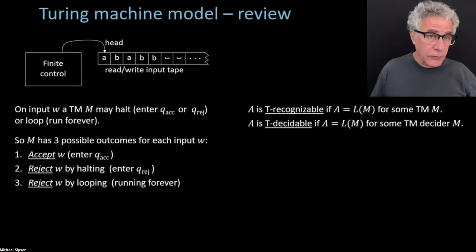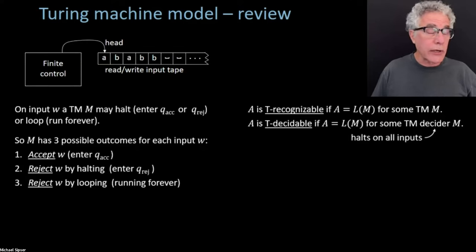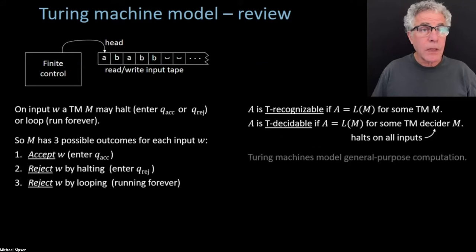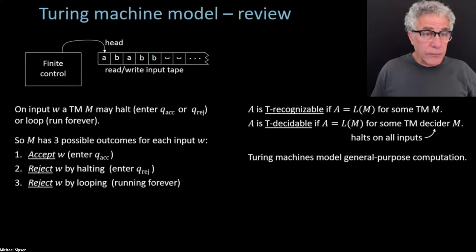Now, if you have a decider, which is a machine that never loops, which always halts on every input, then we say its language is a decidable language. So we'll say a language is Turing decidable, or simply decidable, if it's the language of some decider, which is a Turing machine that always halts on all inputs. So we have those two distinct notions, Turing recognizable languages and Turing decidable languages. Now, as we're going to argue this lecture, Turing machines are going to be our model of a general purpose computer. So that's the way we're going to think of computers, as Turing machines.